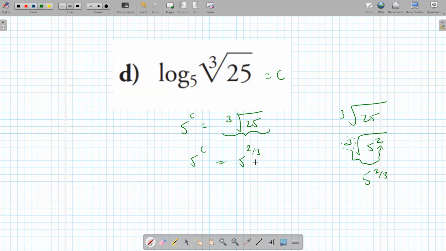Kind of tricky, but just exponent laws, right? Radical to exponential. The radical is going to go in the denominator. And from here, 5 and 5, bada boom, gone. C is 2/3. Good? Is it difficult? No.